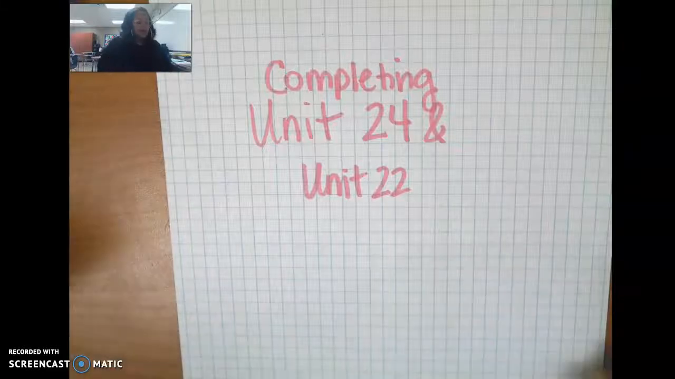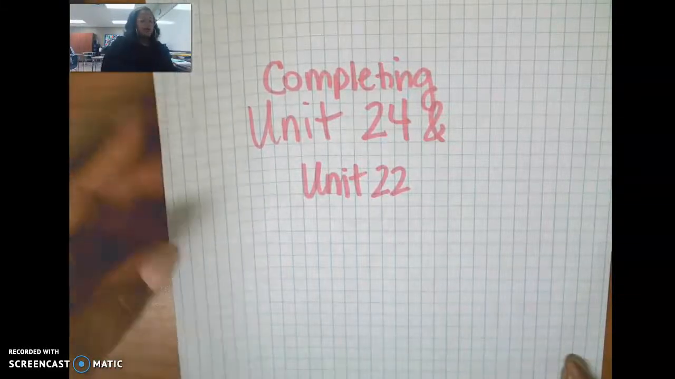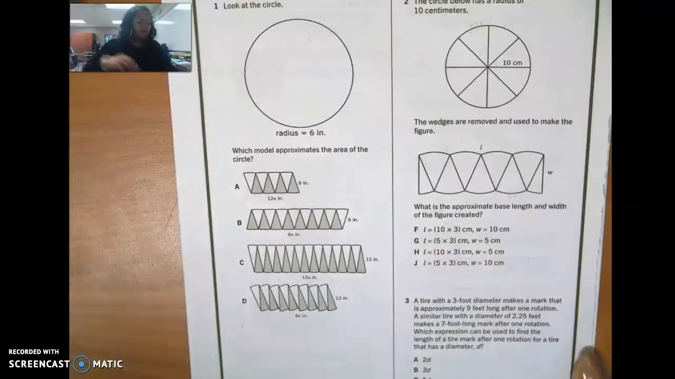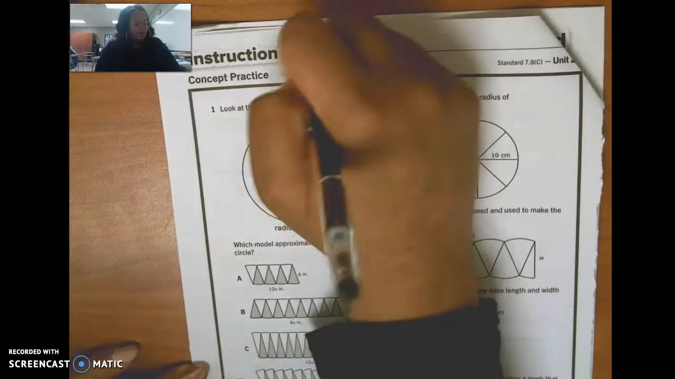Okay, y'all, this is the end of Unit 22. So, we're on page 222.